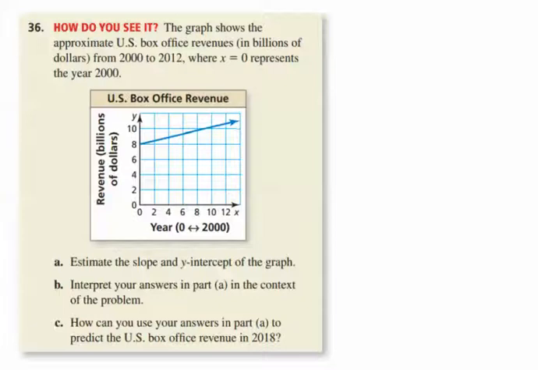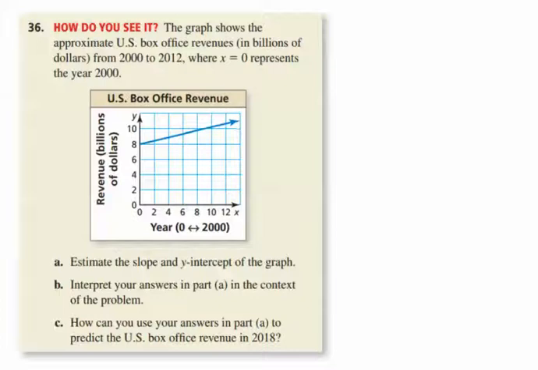and that is problem number 36. The graph shows the approximate U.S. box office revenues. What does box office revenues mean? That means the money brought in at movie theaters, in billions of dollars from 2000 to 2012, where x equals 0 represents the year 2000. So x equals 0 is 2000, then 2 is 2002, 4 would be 2004, etc.